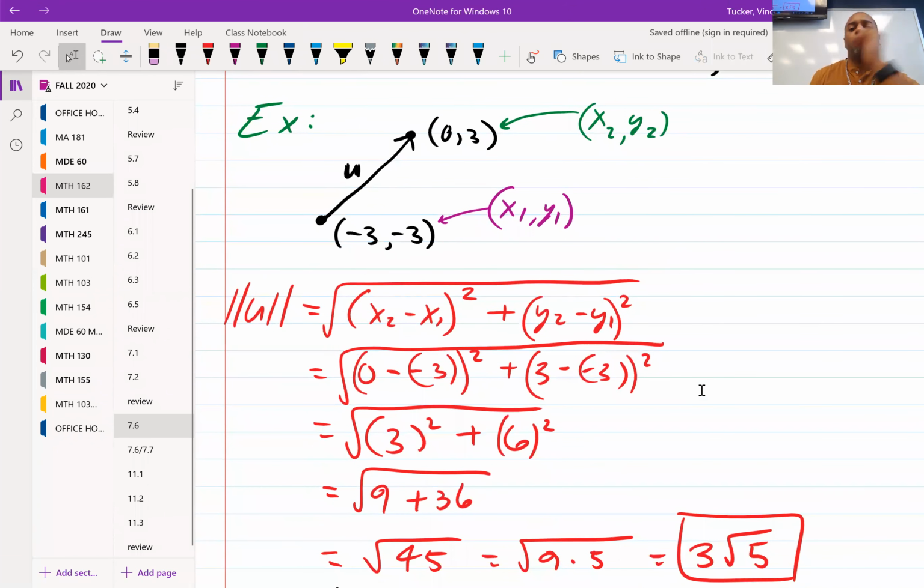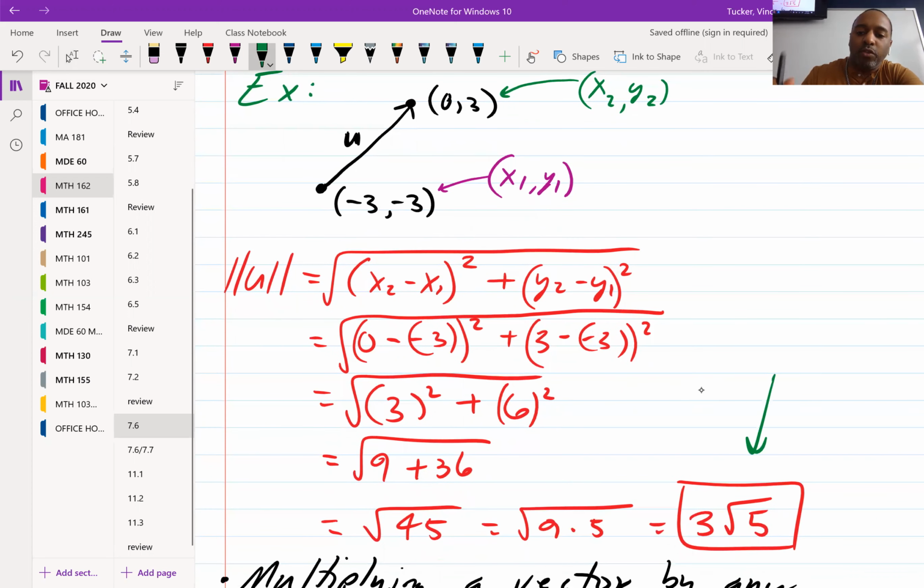That's what I did right here. So x2 was 0, x1 was -3. Make sure you don't lose a negative. y2 is 3, y1 is -3. That gives us 3 squared plus 6 squared under the radical. 9 plus 36 is 45. Then you want to simplify it as much as possible, breaking down that 45 into 9 times 5, taking the square root of 9, which is 3, leaving the 5 under the radical. So our magnitude would be 3 square root of 5, written in simplest form.